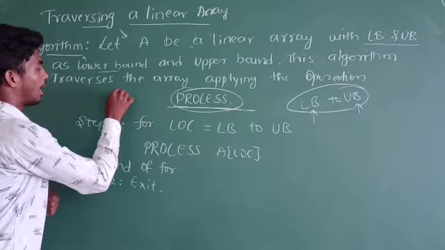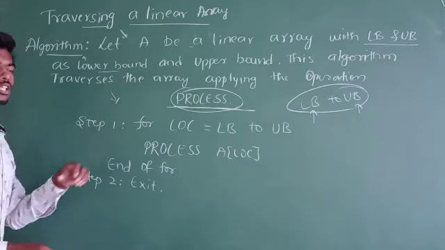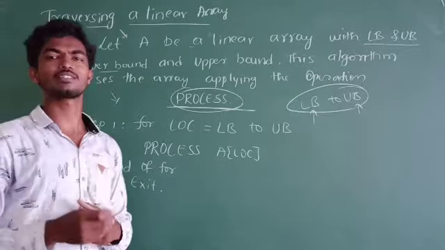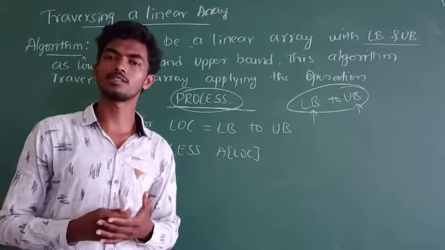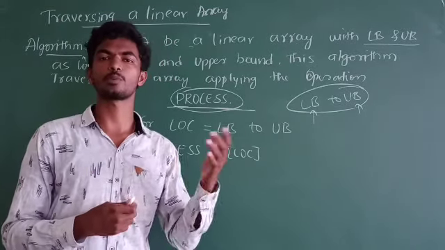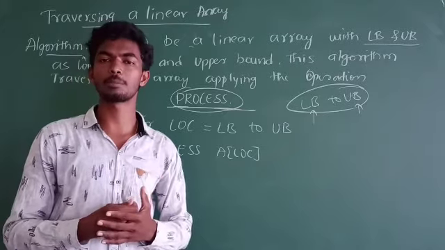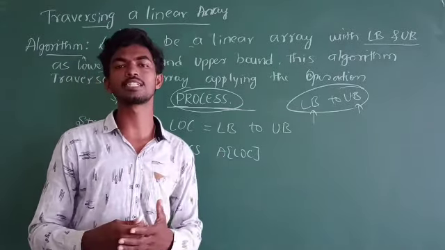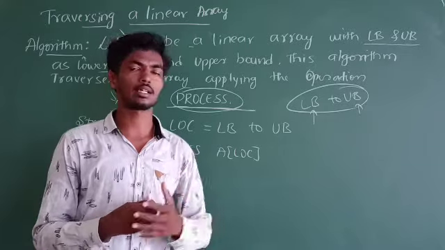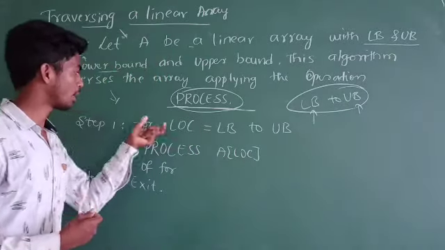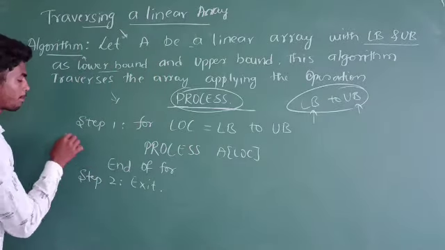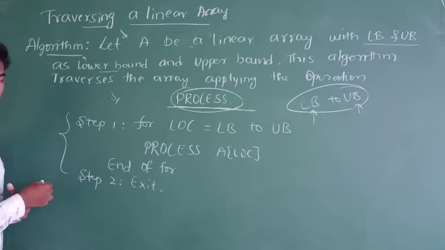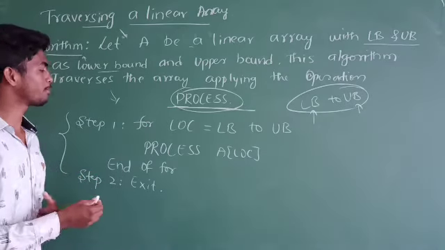For traversal we have the algorithm. An algorithm is a stepwise representation of a program, a step by step representation. For traversing, or visiting each node of the array, we have the algorithm with step 1 and step 2. What is there in step 1?